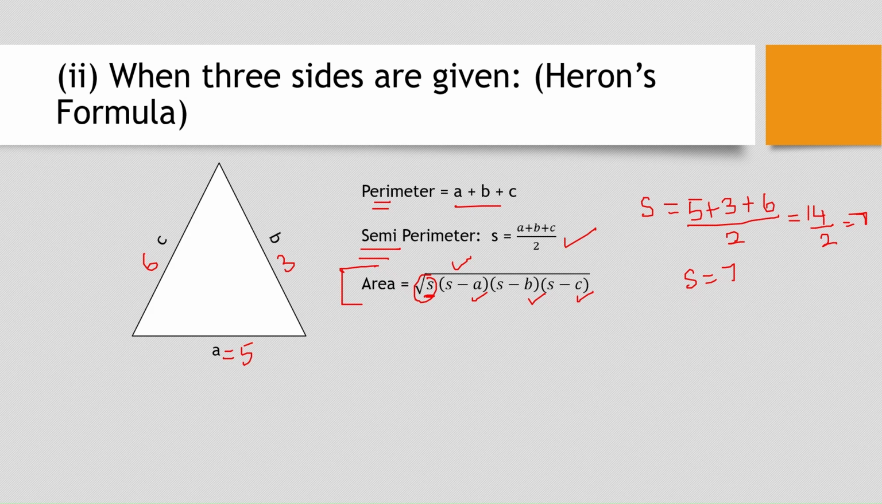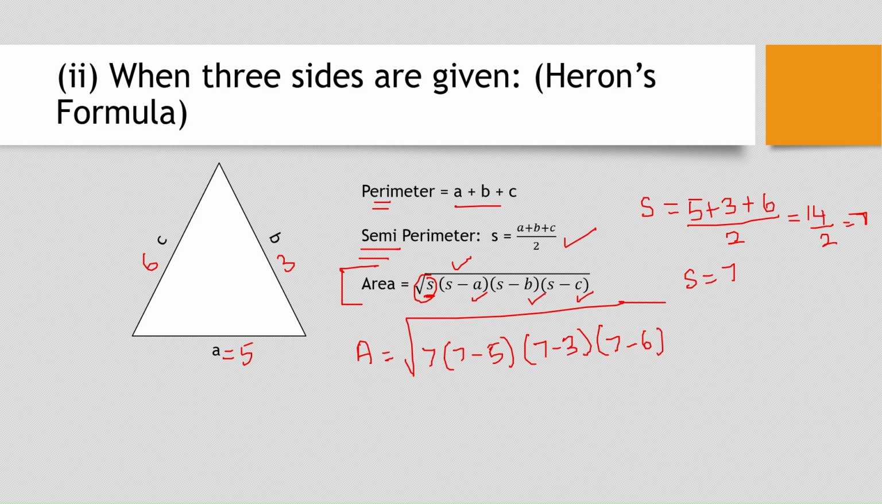Now we are going to substitute in this formula. So area equal to square root of S into, that is 7 into 7 minus 5, that is S minus A, and 7 minus 3, S minus B. 7 minus 6, it's nothing but S minus C. As per the formula, we are going to substitute the values. That's it. Now we are going to simplify this.